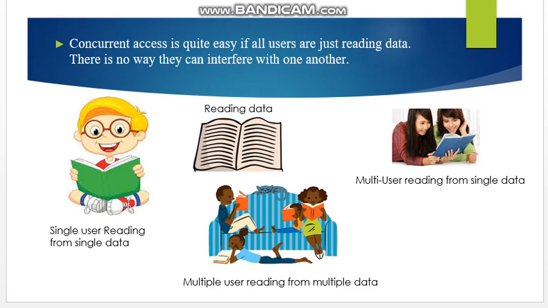Concurrent access is quite easy if all users are just reading the data. There is no way they can interfere with each other. For example, one single user may be reading a single data item. There is no problem with this type of operation. There may also be a situation where multiple users are reading the single data item. Because it is only reading, no changes are made to the data item, so it can also be allowed.